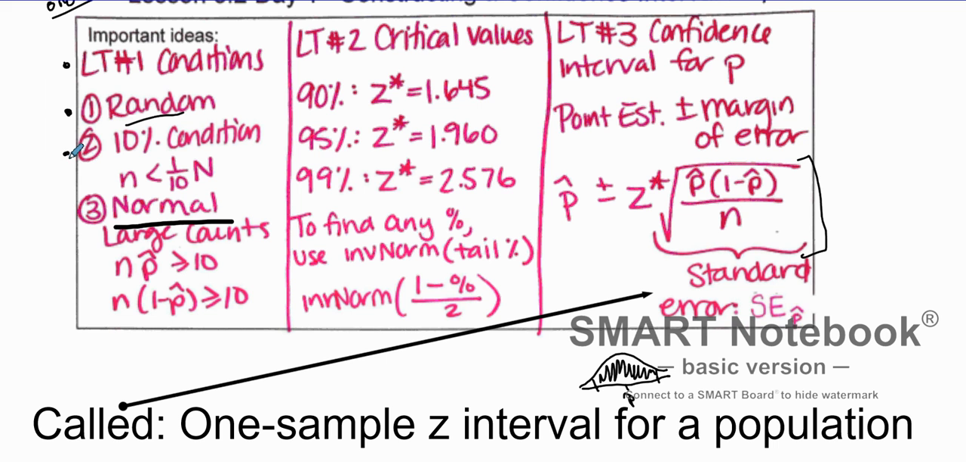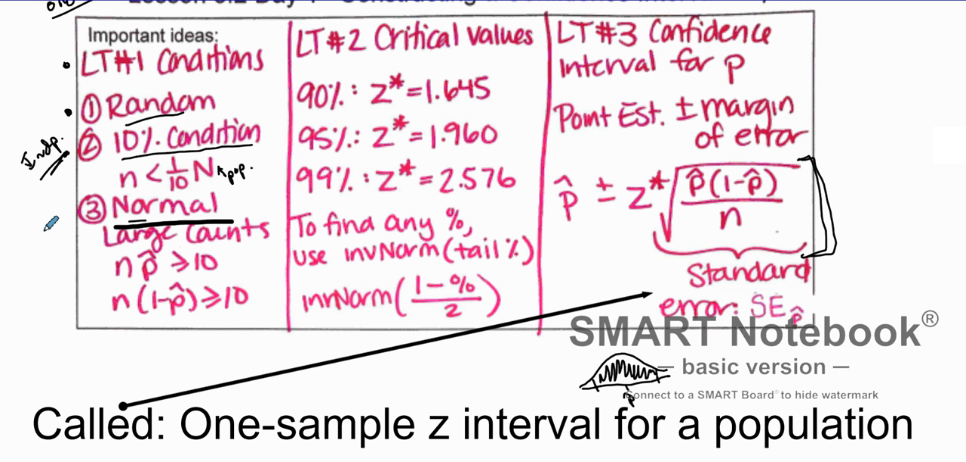In order to do that, we have to make sure we have independence. Now, if you recall, independence can be found by using the 10% condition. So we're going to take our n value that we found in our random sample, and is that less than 10% of the population value? That will give us our independence and allow us to use our standard error formula. From there, we want to know, is this normal?